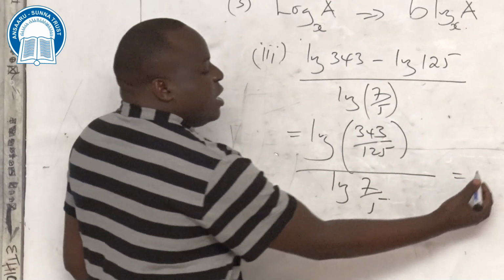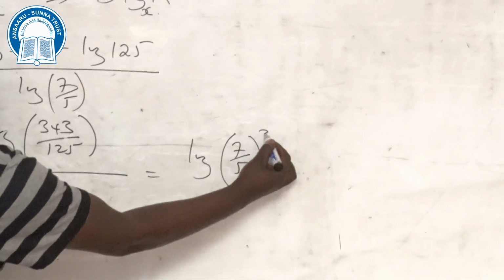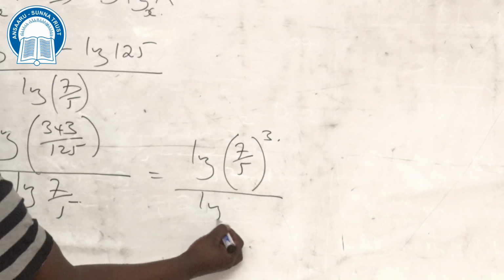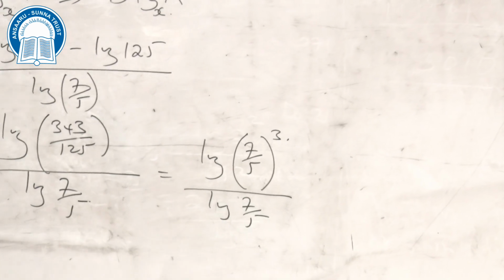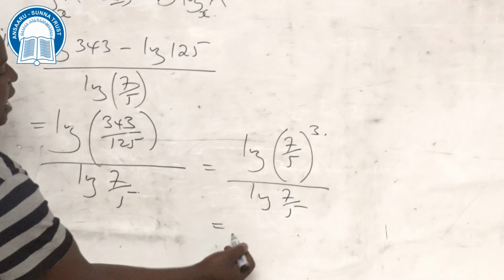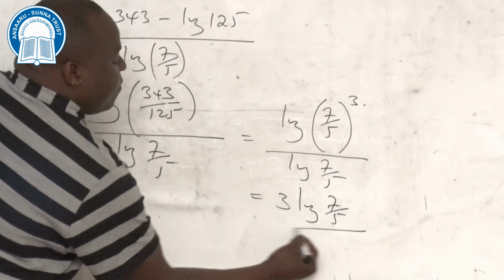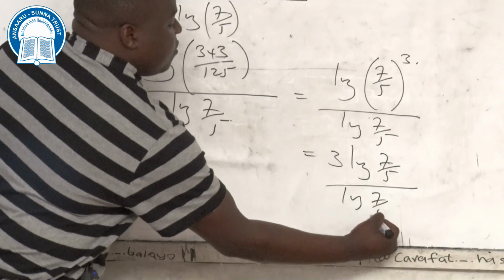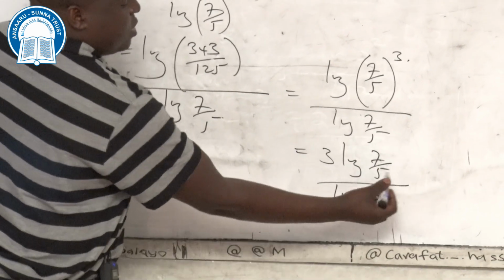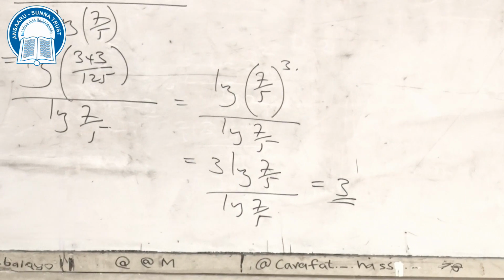Then this statement here should be the same as log 7 over 5 raised to 3 over log 7 over 5, which is the same as, using our law, 3 log 7 over 5 over log 7 over 5. Then of course, those two will cancel. Our final answer will be 3.